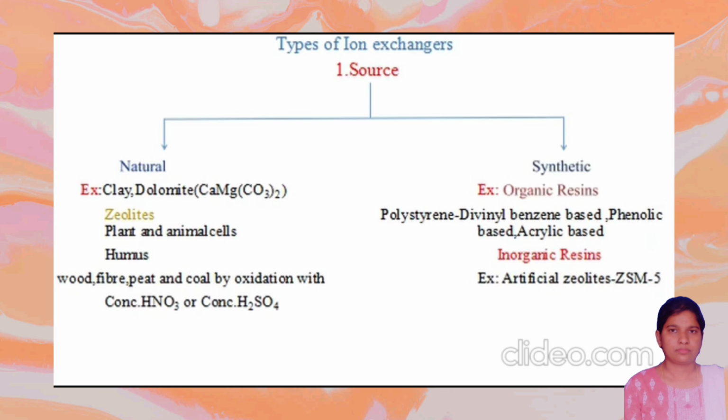The acrylic based organic polymeric resins are further classified into acrylonitrile type and methyl acrylate type. The example for phenolic based organic polymeric resin is Amberlite XAD76. It is a non-ionic phenol formaldehyde resin. Inorganic resins. The example is artificial zeolite ZSM5, the first discovered inorganic resin.